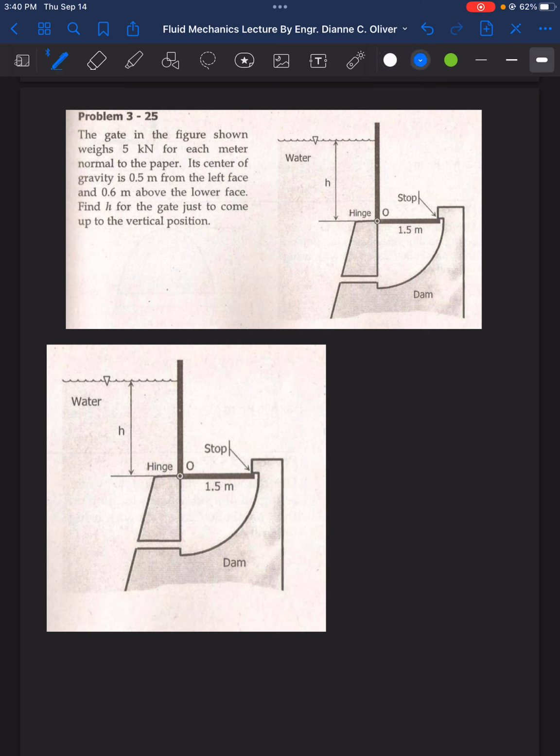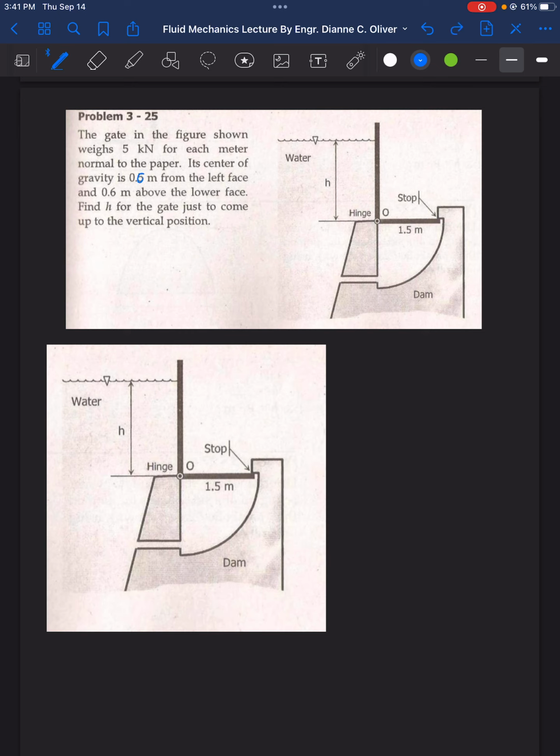So the gate that it mentions here is this member here, okay? The L-shaped member or structure here. Okay, so that's the gate weighing 5 kilonewton for each meter normal to the paper. So the location for its weight is on its center of gravity, and the problem locates that center of gravity. But I have noticed a typographical error in this problem: instead of 0.5 meter, it should be 0.6 meter from the left face.